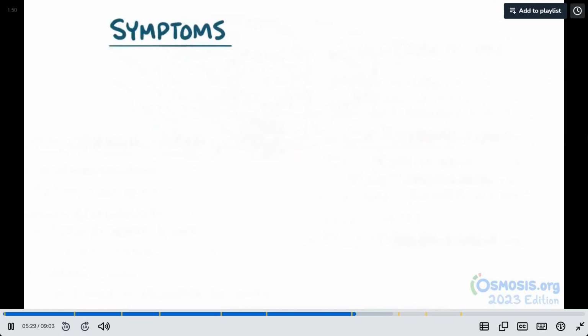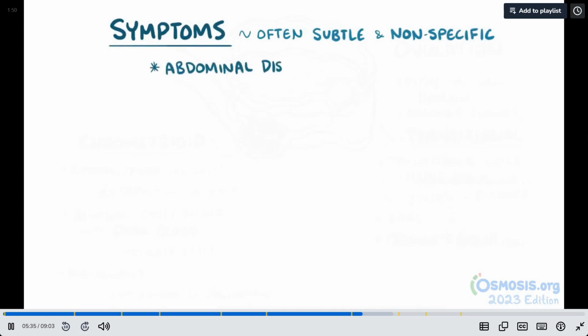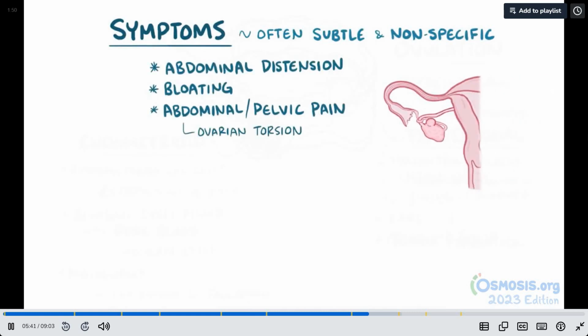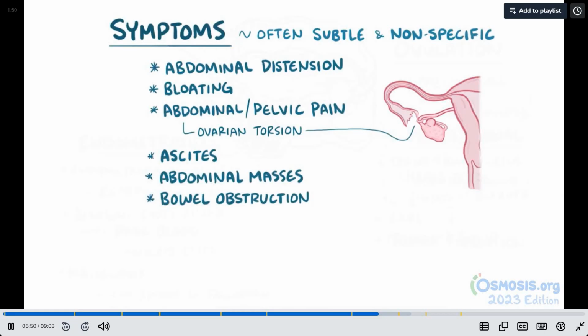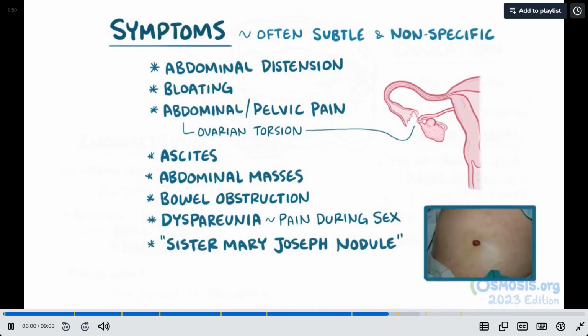Generally speaking, symptoms of ovarian cancers can be subtle and nonspecific. Common early symptoms can include abdominal distension, bloating, as well as abdominal or pelvic pain, which can come from an ovarian torsion, where the ovary gets twisted. Occasionally, ovarian tumors can cause ascites, abdominal masses, bowel obstruction, or dyspareunia, which is pain during sexual intercourse. A classic finding is a Sister Mary Joseph nodule, which happens when the cancer metastasizes to the umbilicus. This finding is often linked with a few types of cancer, one of which is ovarian cancer.